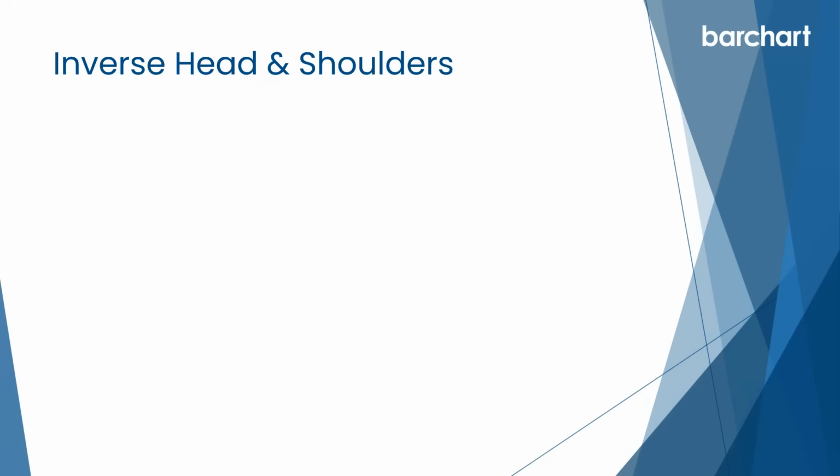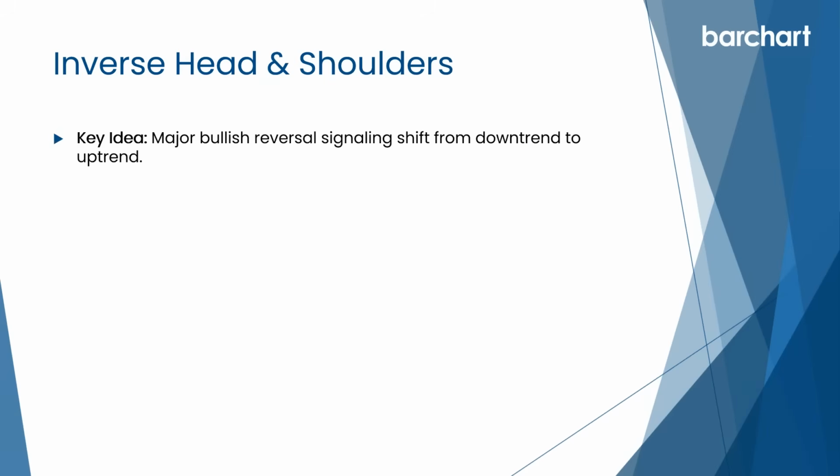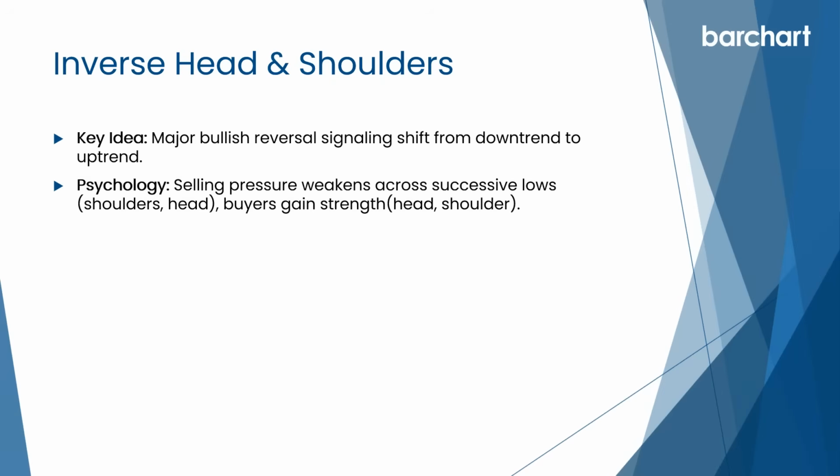All right, inverse head and shoulders. Again, a major bullish reversal signal that shifts from a downtrend to an uptrend. Psychology here is that selling pressure weakens across successive lows, the shoulder to the head, and buyers gain strength from the head to the shoulder.